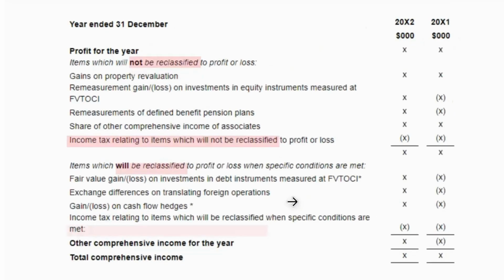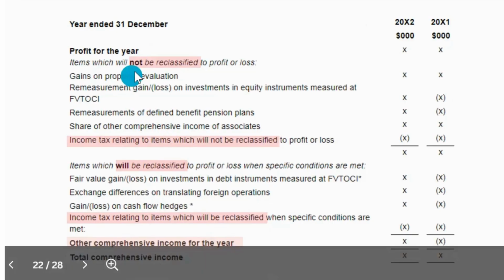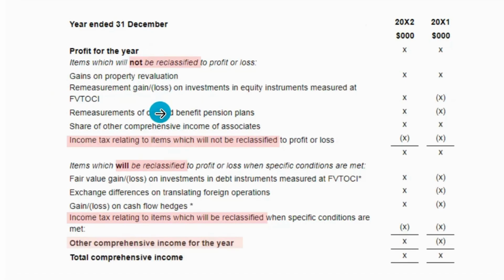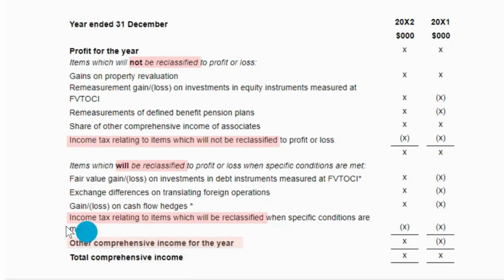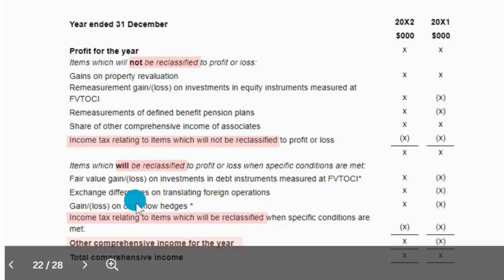And another presentation is where we have the other comprehensive income before tax approach. So as you see here, again, items that will not be reclassified to profit or loss we state separately, but after that, income tax relating to these items we state separately. Then we show items which will be reclassified to profit or loss, and then income tax related to those items are also presented separately, and other comprehensive income for the year, then total comprehensive income.